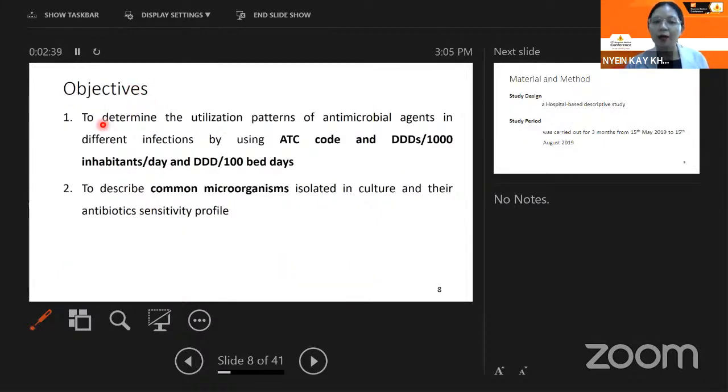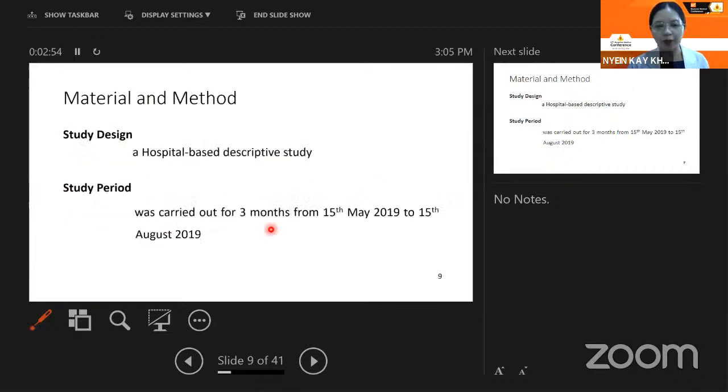The objectives are to determine the utilization pattern of antimicrobial agents by using the ATC code and DDD per 1000 inhabitants per day and DDD per 100 bed-days. And to describe the common microorganisms isolated in culture and their antibiotic sensitivity profile.